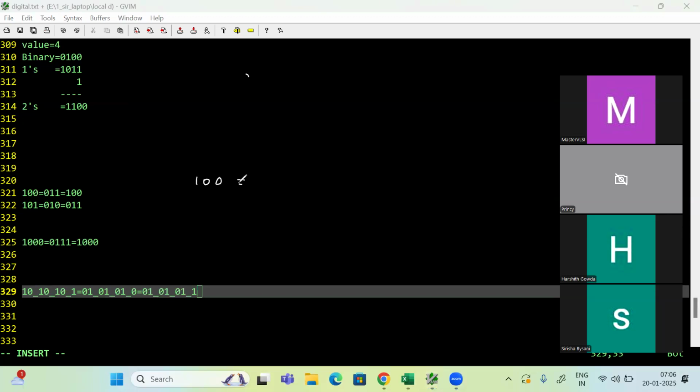Till the sig bit, write as it is. Till you get the first 1, that is the two's complement. 1 0 1. Which is the sig bit? 1. Invert. What value will you get? Leave it, come here. Which is the sig bit? 1. Till that, you write as it is. What is the value you got? Two's complement.